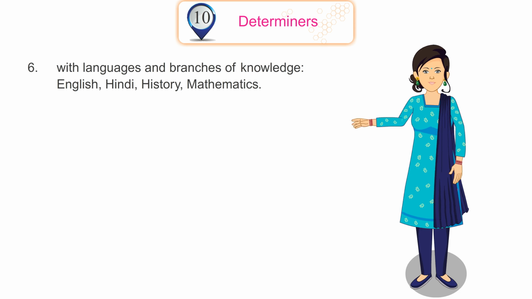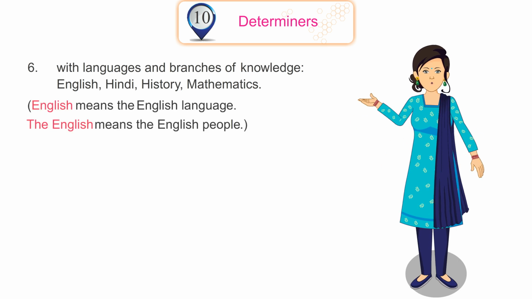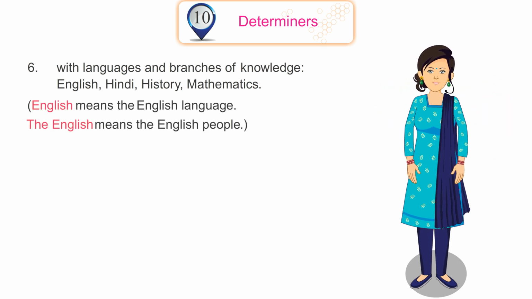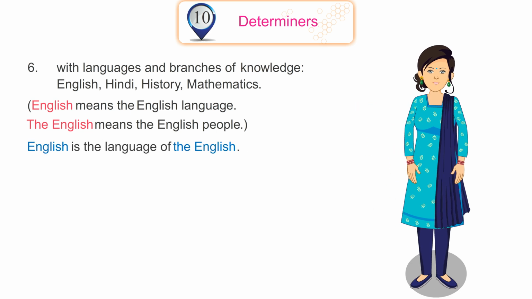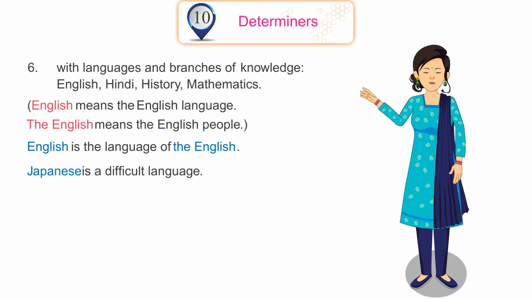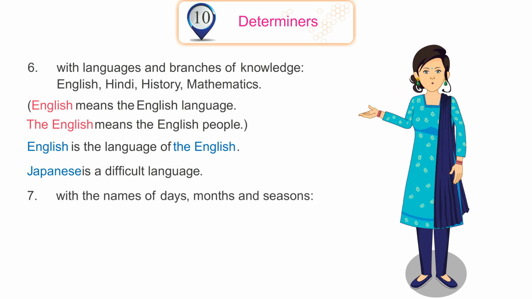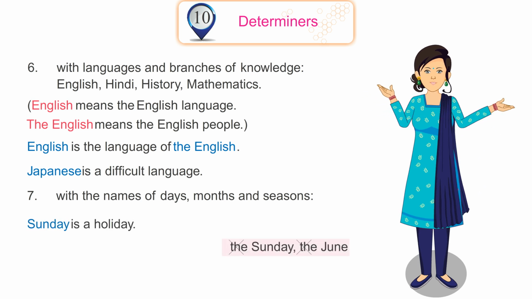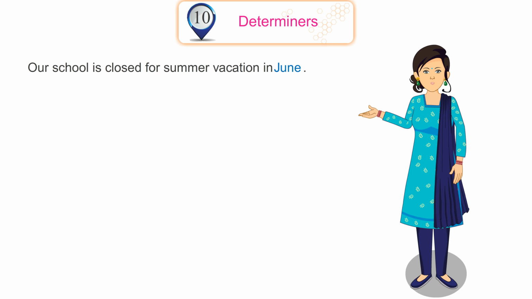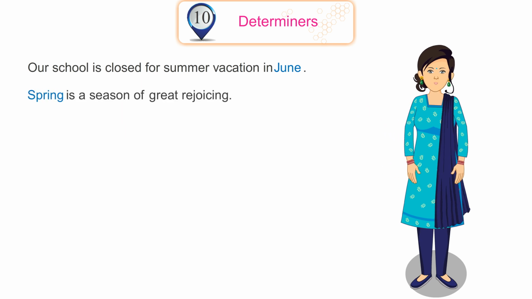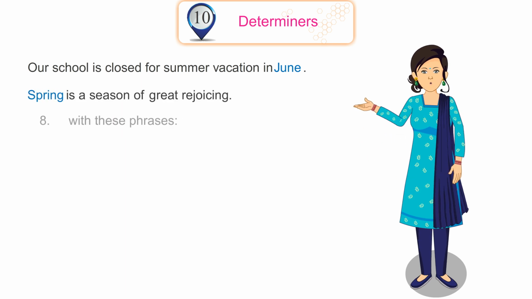With language and branches of knowledge: English, Hindi, history, mathematics. English means the English language. The English means the English people. English is the language of the English. Japanese is a difficult language. With the names of days, months and seasons: Sunday is a holiday. Our school is closed for summer vacation in June. Spring is a season of great rejoicing.